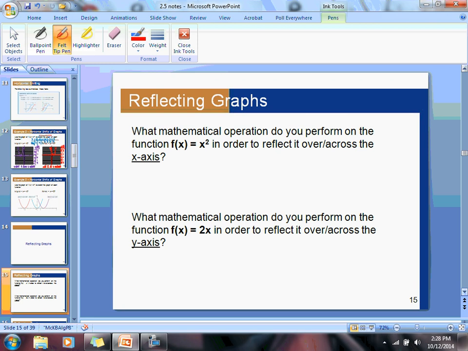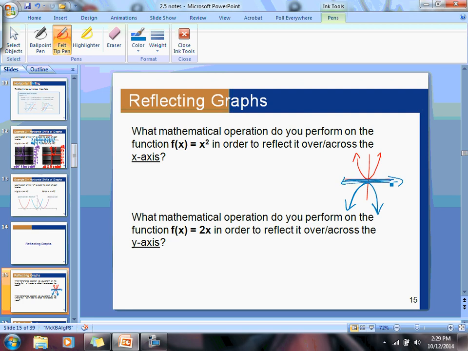If I want to reflect this original function, f of x equals x squared, over or across the x-axis, so if we think of our original graph here, here's my original parabola, okay? I want to reflect it across the x-axis. So here's my x-axis here, okay? That means I want to reflect it so that it comes down here. So I want that x-axis to be acting like a mirror.